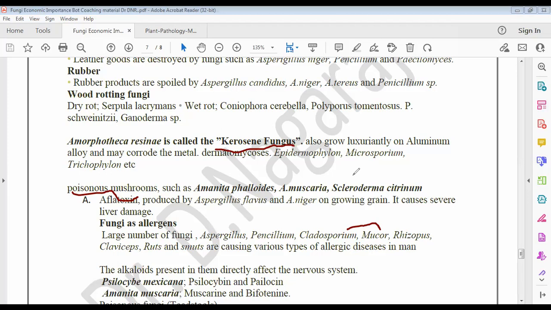You know the poisonous mushrooms I already told you. Amanita muscaria, Amanita phalloides. Amanita phalloides is the death cap. Amanita muscaria is the Nashana Devaduta.